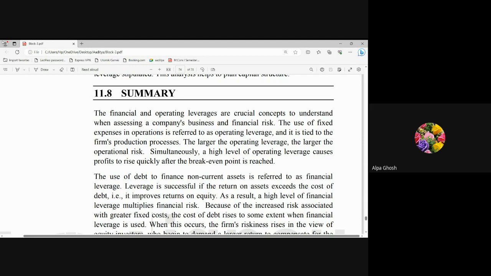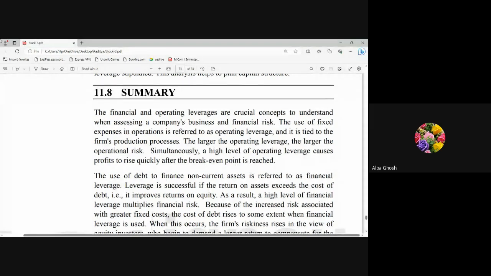So when we have increased risk, we have to pay more interest. The cost of debt will also increase, because at the same time we are increasing the debt. So we should not go with leverage all the time. We should go for a balanced capital structure, where a balanced capital structure means that we are in a safer zone. Risk is minimized.